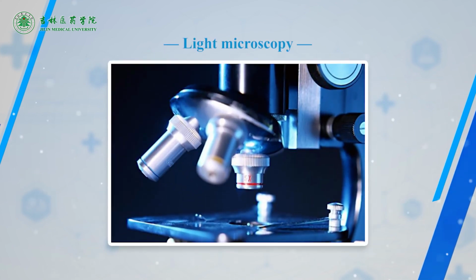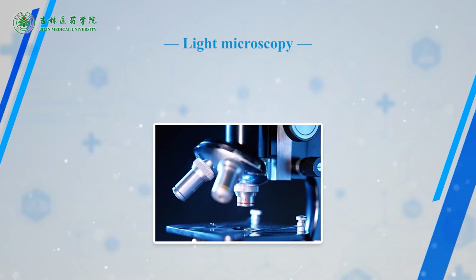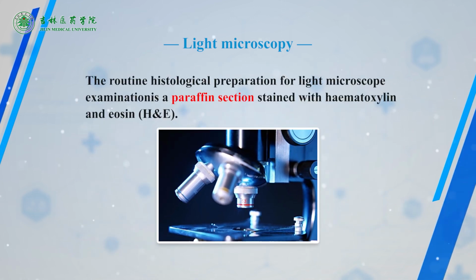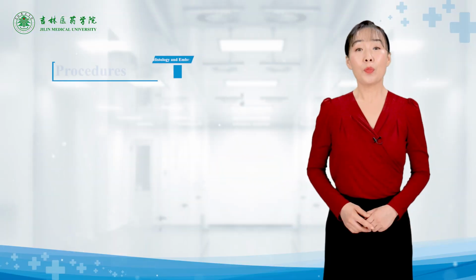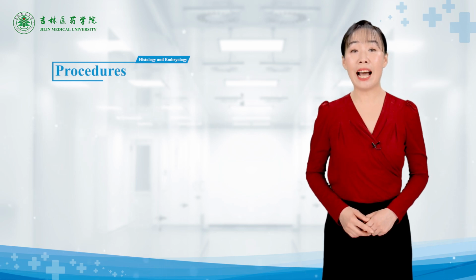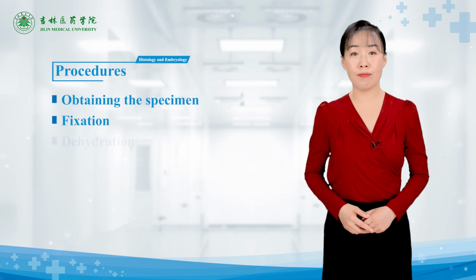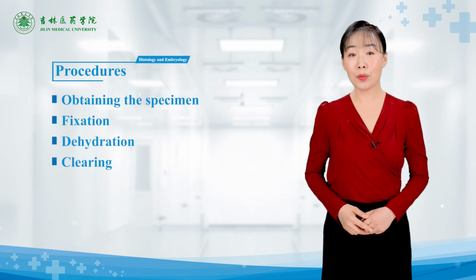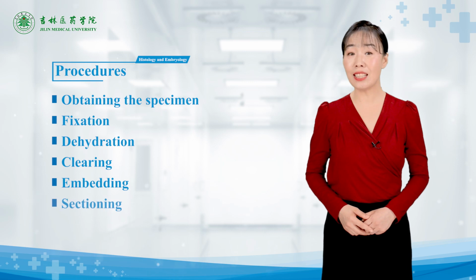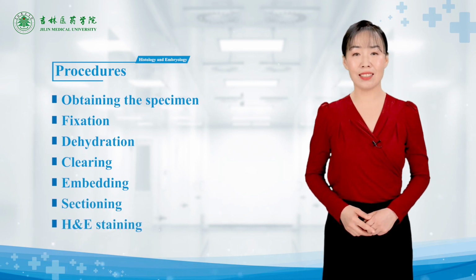Light microscopy is the most common technique in histology research. The routine histological preparation for light microscope examination is a paraffin section stained with hematoxylin and eosin, HE. Procedures of preparation are as follows: obtaining the specimen, fixation, dehydration, clearing, imbibing, sectioning, HE staining.